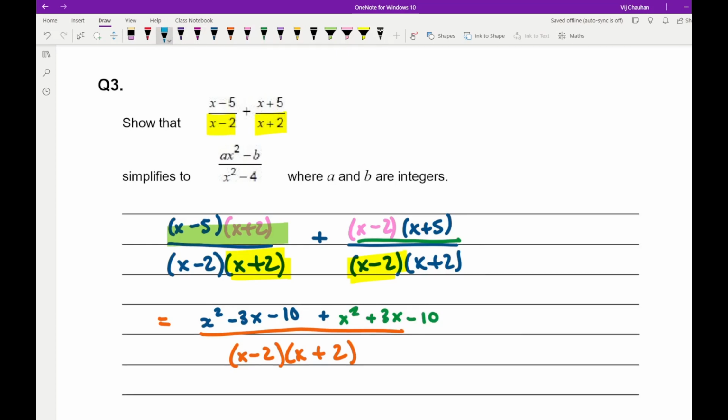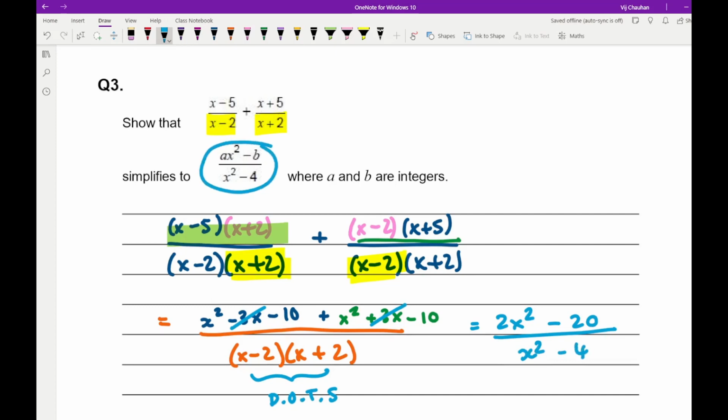So here my 3x's cancel, so all I'm left with is 2x squared minus 20 over, and then recognizing that this is a difference of two squares, if I expand and simplify, that gives me x squared minus 4. And as you can see, it is now in this format. If you want to write down the values, a equals 2 and b equals 20.